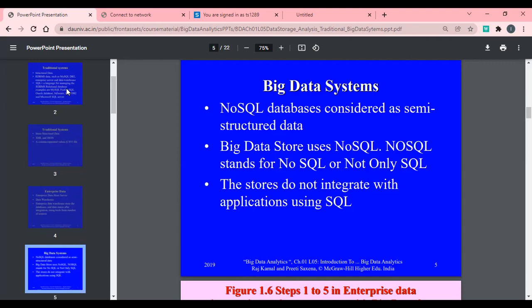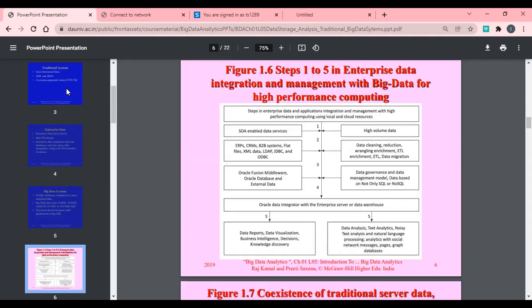Why do we go for NoSQL? It is a large volume of data. The name itself says it is big data. A huge amount of data we are going to store. SQL is not enough to store the data, so we are going to use different methodologies. That is the reason we go for the NoSQL methodology. This is the big data storage methodology. This is enterprise data integration management with big data for high performance computing.